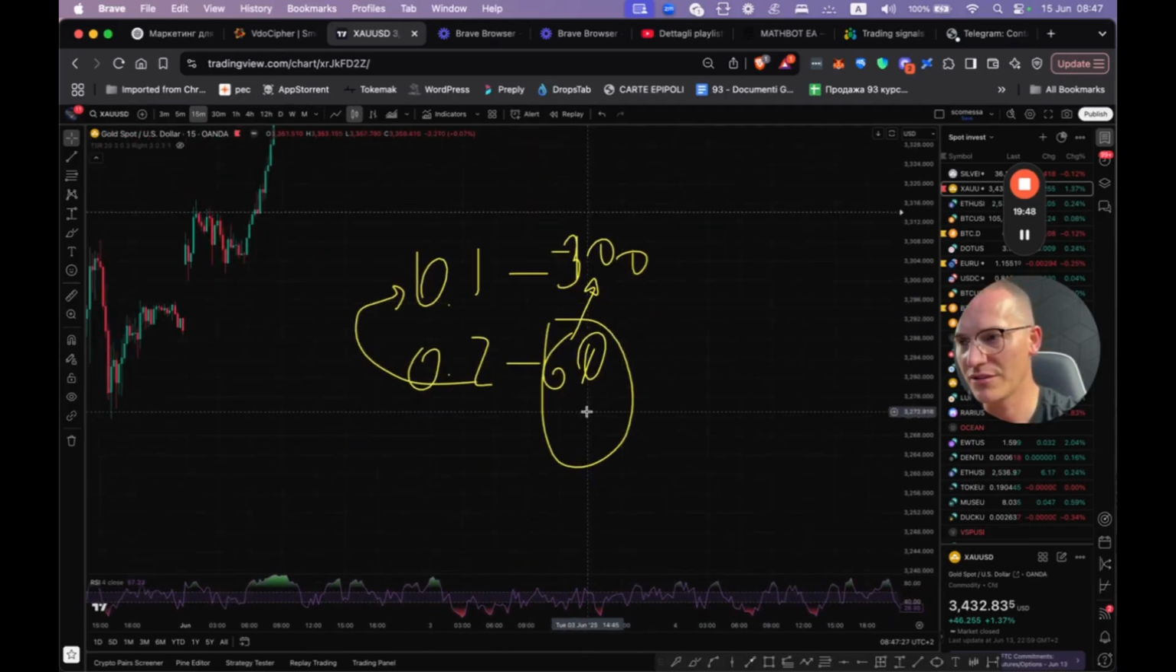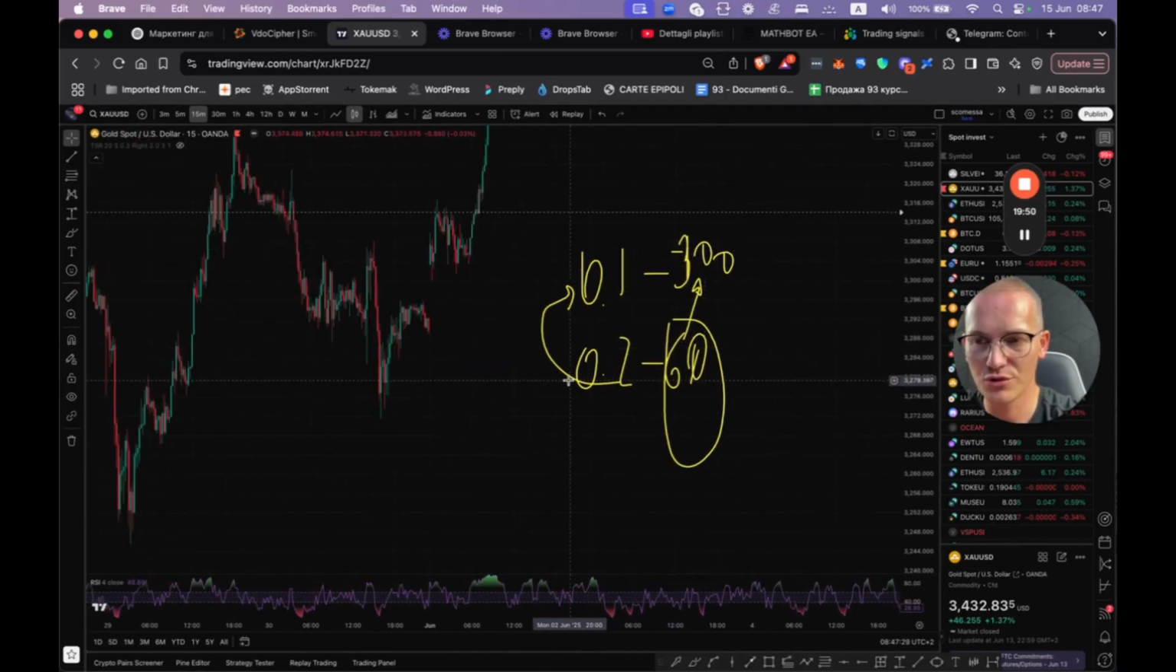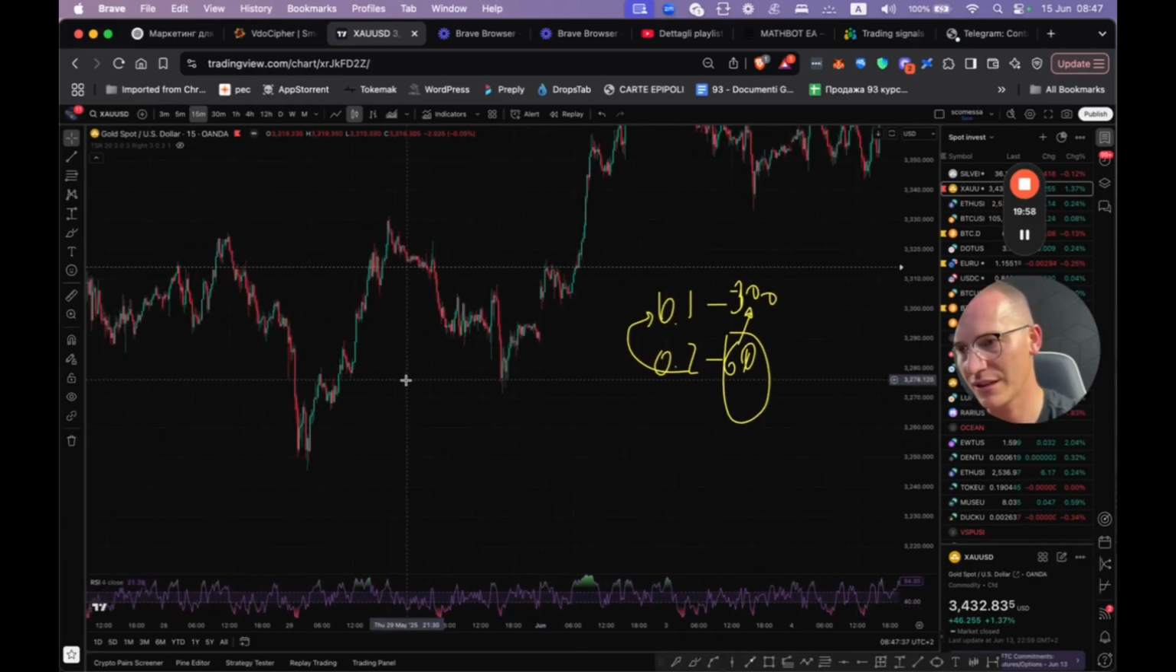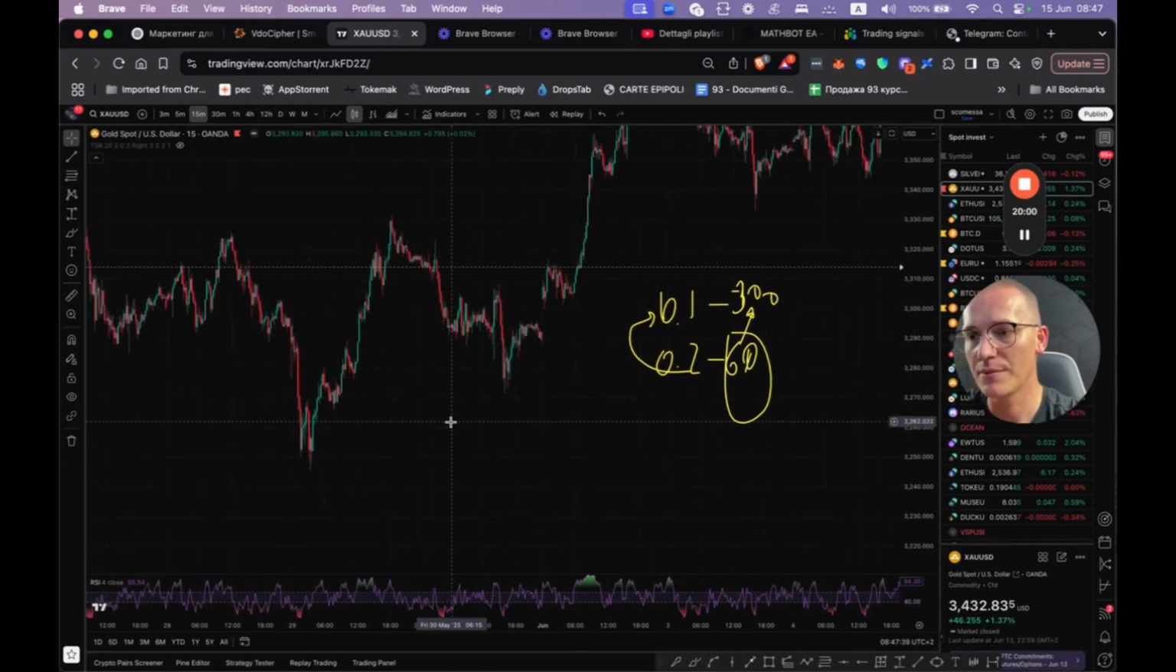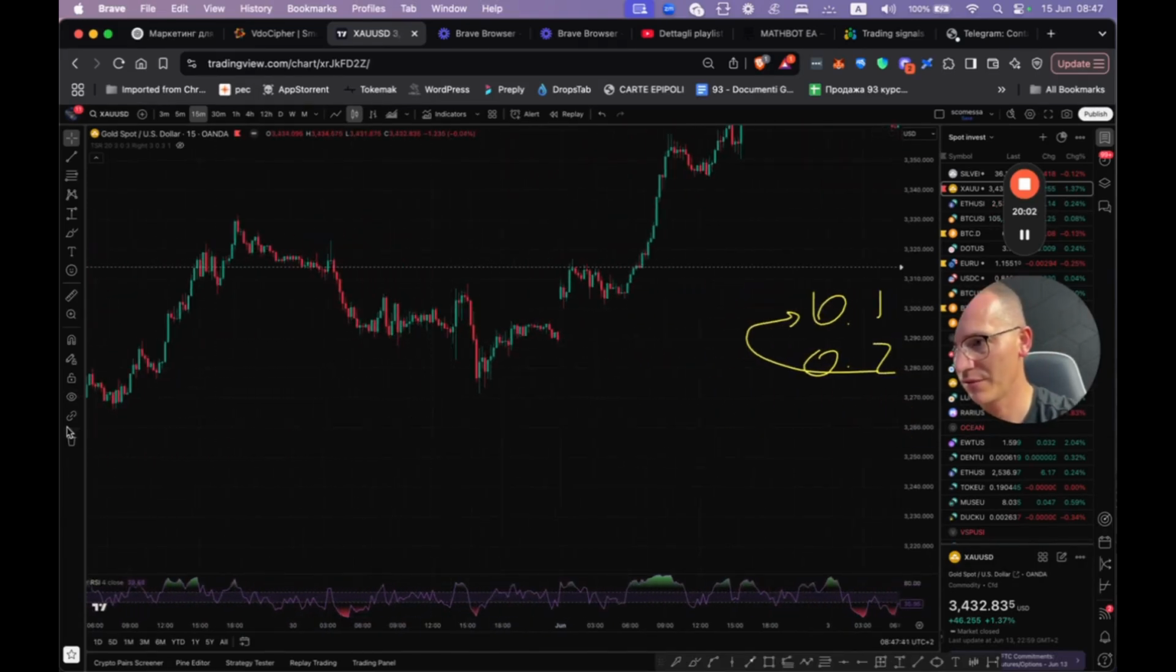So, once you've worked off the loss, you return again to the starting lot size of 0.01. In other words, it's a kind of martingale. Well, not exactly martingale though, but you get the idea. That's it.